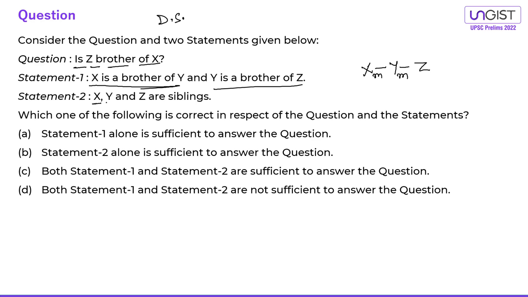Statement number two alone, X, Y, Z are siblings. Yeah, this is also correct. X, Y, Z are siblings. Here, gender of any person is not given. Okay. So, statement number 1 alone is not giving you any concrete information about the gender of Z. Statement number 2 alone is not giving you any information about the gender of Z. So, you can't say Z is brother of X. Right. The question is Z is brother of X. So, you can't say. So, here, nothing can be said about the gender of X, even if we are clubbing these two statements together.